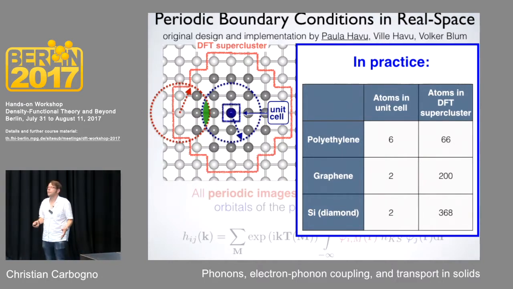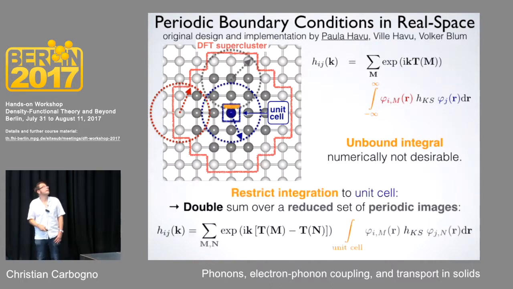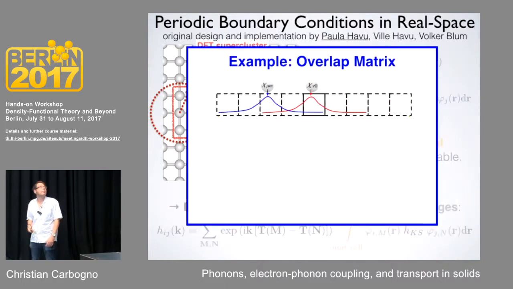So this is in part circumvented in the internals of the code by rewriting this unbound integral that is numerically not desirable into an integral just over the unit cell, and this changes then the sum to a double sum over a reduced set of periodic images. And what does this mean? If you just look at something like an overlap or a Hamiltonian, what you would like to do is to integrate over these two functions, but you want to integrate just over this unit cell here.